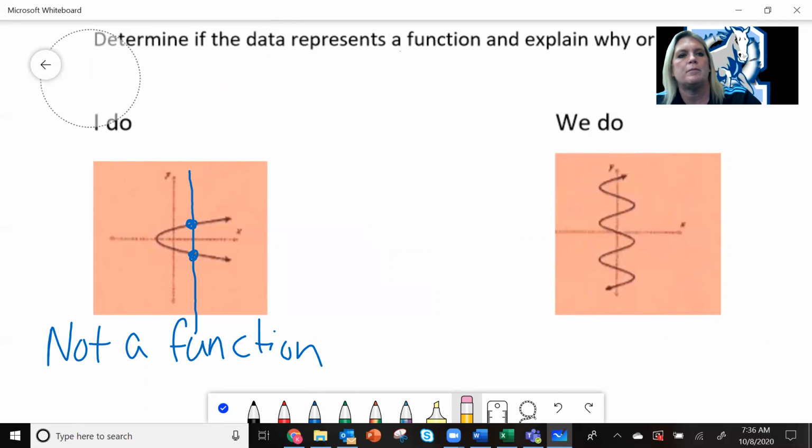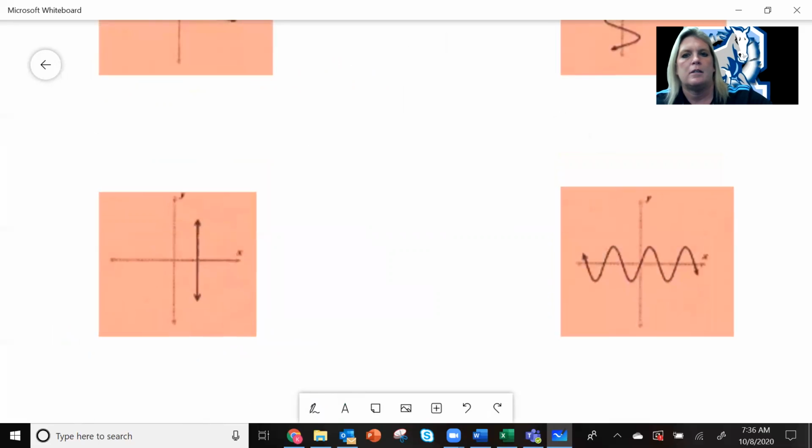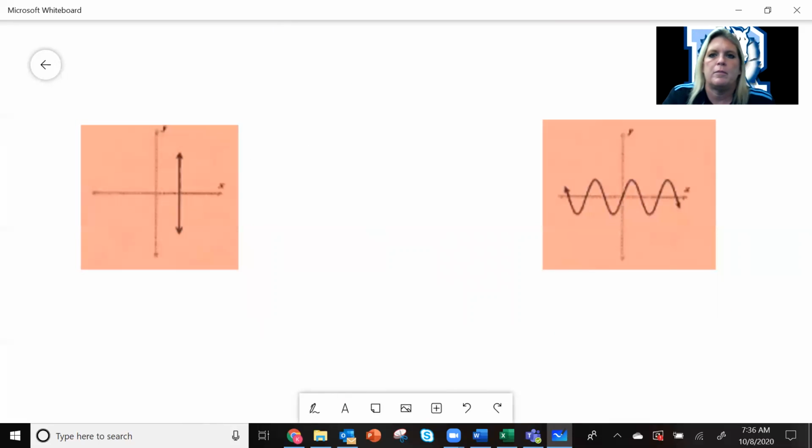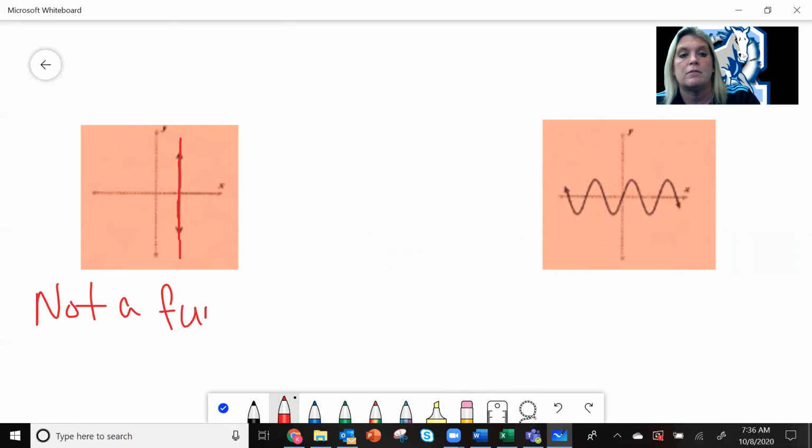I'll erase my board. So look at these two now. Take a minute and try and figure out, are these two graphs functions or not? If you need to, you can pause the video. On the one on the left, the very first one, if I draw a vertical line, it actually goes through every point. I mean, this graph is a vertical line. This is not a function.